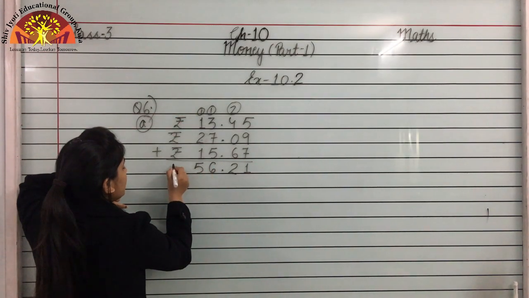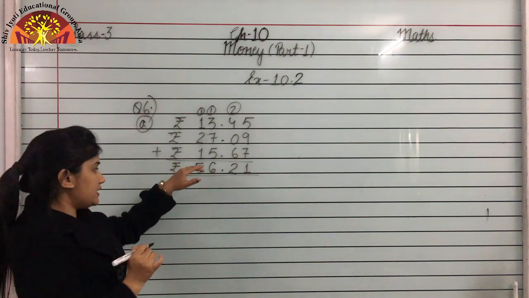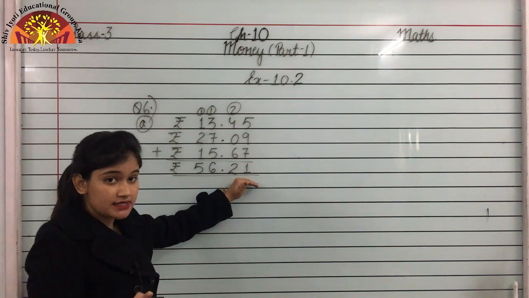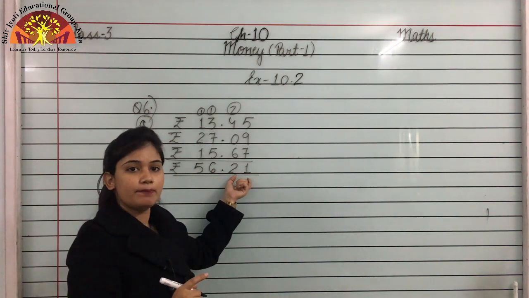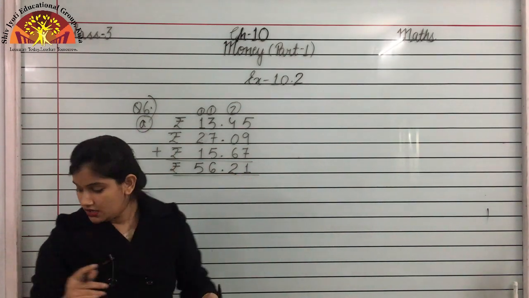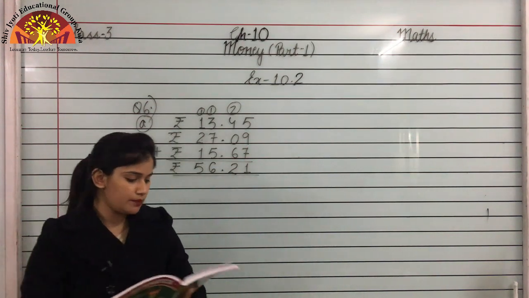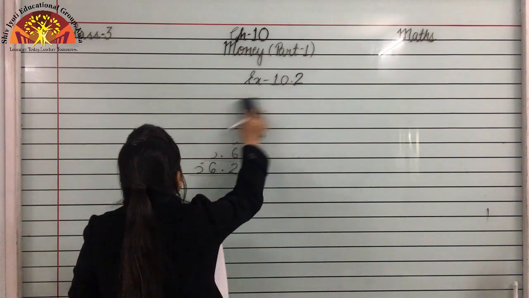And what is the final answer? Final answer is rupees 56.21, or you can say rupees 56 and 21 paise. Okay, because after dot what is coming? Paise. Is it clear? So now I am taking the next question of question 6 only, that is C part of this question. C part of question number 6.